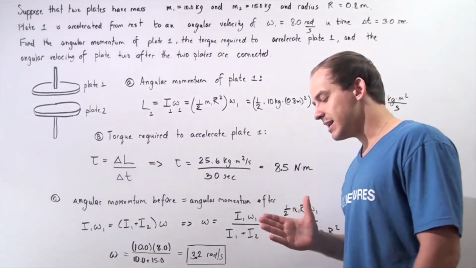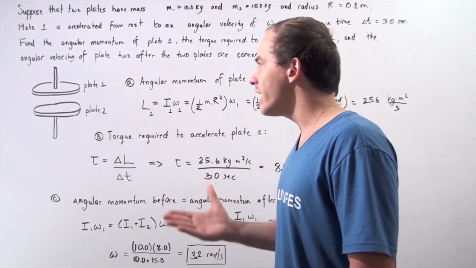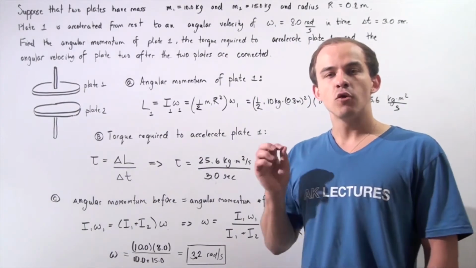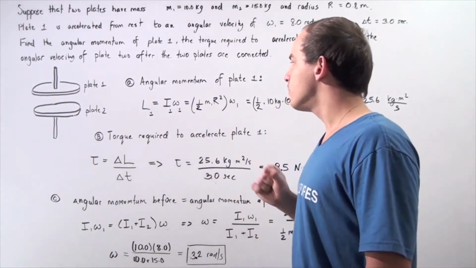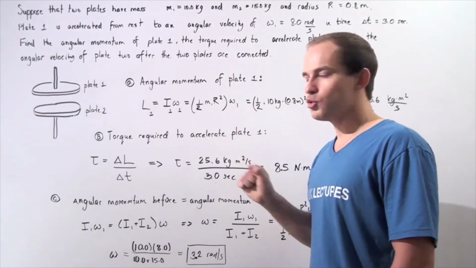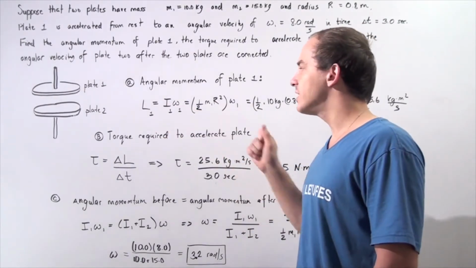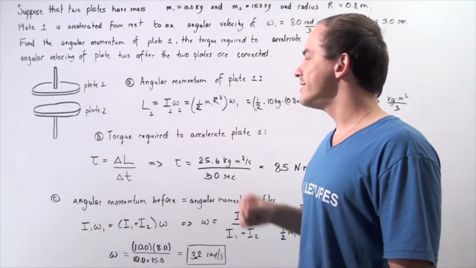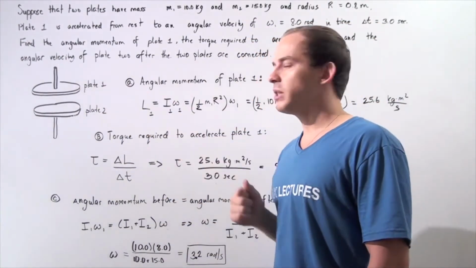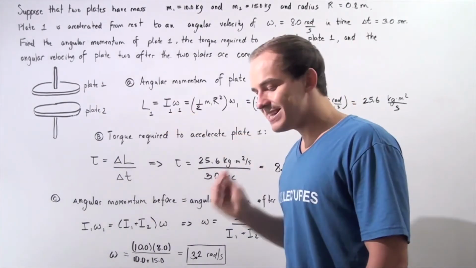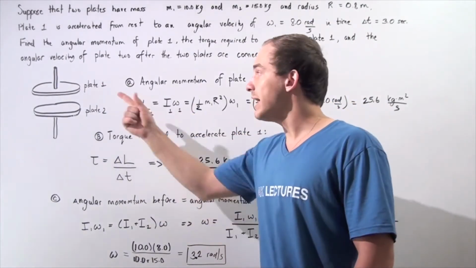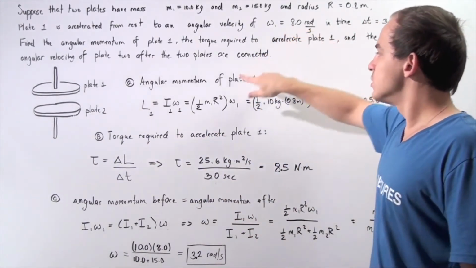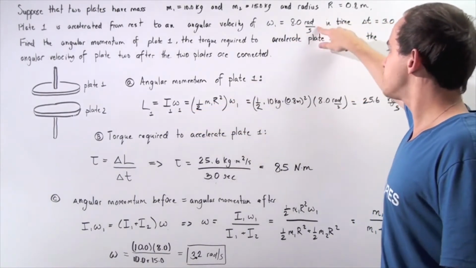We want to calculate the angular momentum of plate 1 after we accelerate plate 1. So recall the formula for angular momentum. Angular momentum, L1, is equal to I1 multiplied by omega 1, where L1 is the angular momentum of plate 1, I1 is the moment of inertia of plate 1, and omega 1 is our angular velocity of plate 1 after it's accelerated to an angular velocity of 8. So our omega 1 is 8 radians per second.